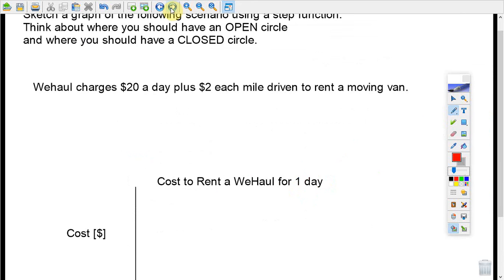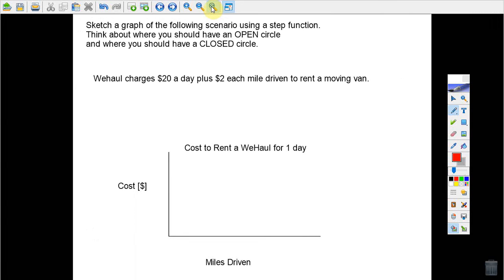I've given you a little example to think about here. I want you to sketch a graph of the following scenario using a step function. Think about where you should have an open circle and where you should have a closed circle. WeHaul charges $20 a day plus $2 each mile driven to rent a moving van. We want to sketch a graph of that. I have the setup for the graph right here at the bottom. This is the cost to rent a WeHaul for 1 day.